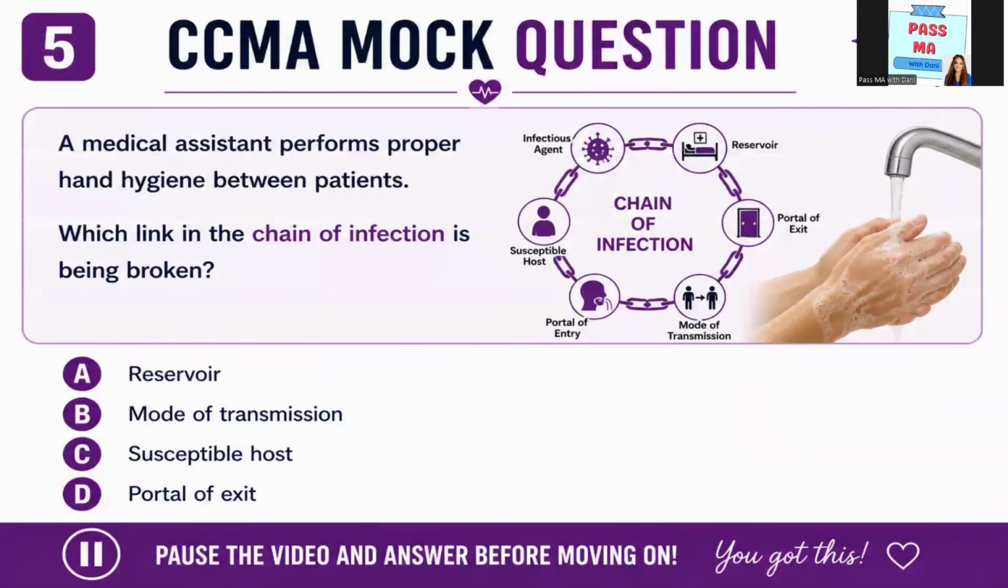All right, let's go for another practice question. A medical assistant performs proper hand hygiene between patients. Which link in the chain of infection is being broken? A, the reservoir, B, the mode of transmission, C, the susceptible host, or D, the portal of exit. Now pause the video and make sure that you guys do answer the question before moving on.